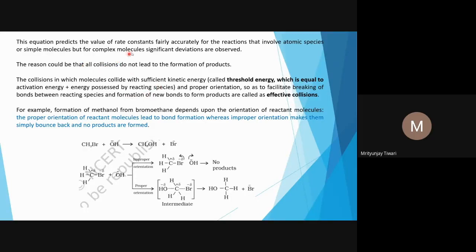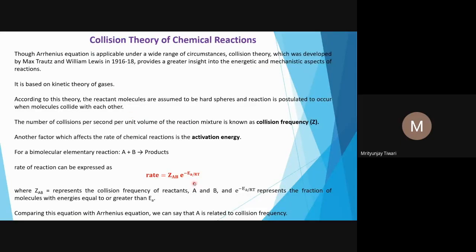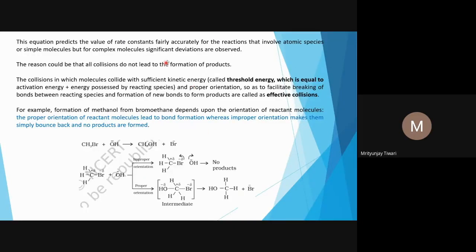And this equation, rate is equal to Z_AB into e to the power minus Ea by RT, predicts the value of the rate constant fairly accurately for a reaction that involves atomic species or simple molecules, meaning if the reactants are atoms or the smaller molecules. But for the complex molecules, significant deviations are observed, and the reason could be that the collisions do not lead to formation of the product.